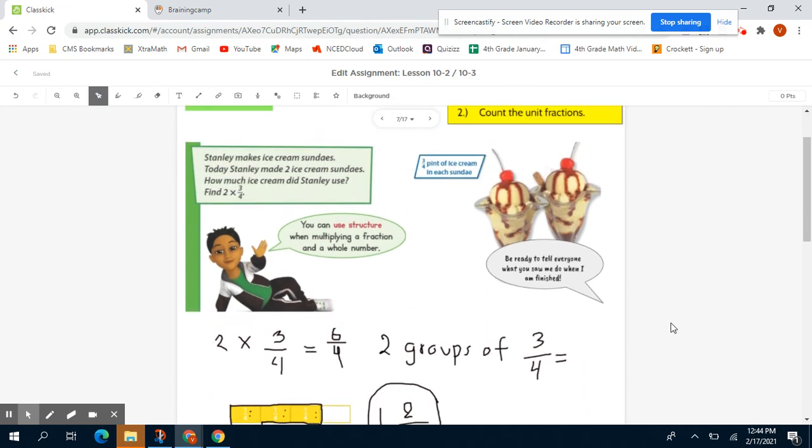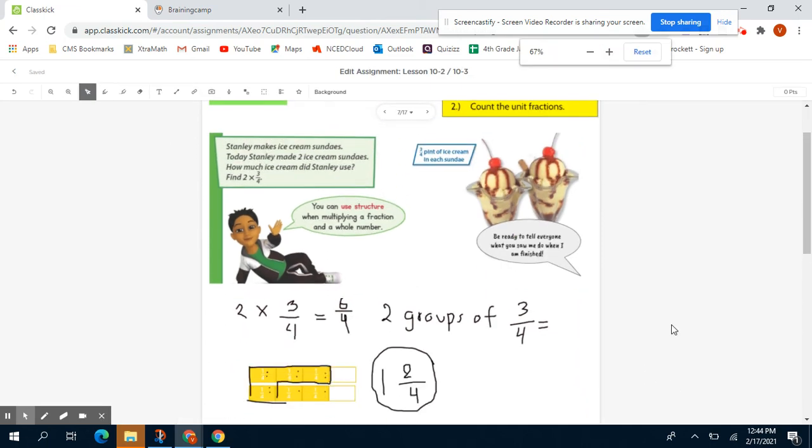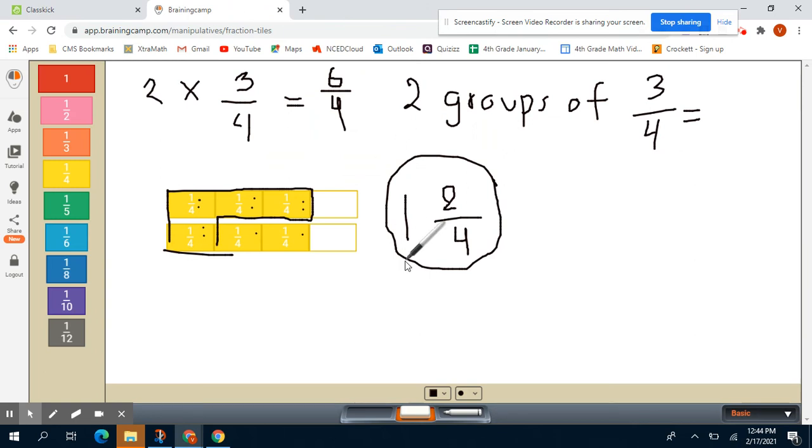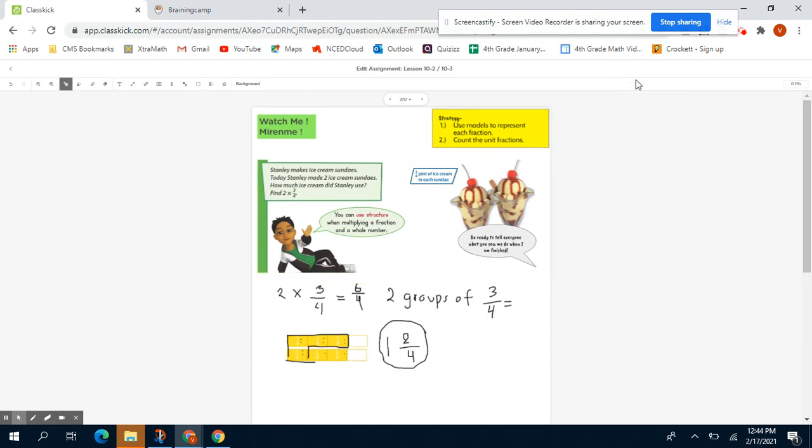All right, scholars, I'm going to zoom out so that you can see all of my steps that I did. You can also ask your teacher the login for Braining Camp if this is what you want to use as a tool. If not, you can just draw your own models. Good job, scholars!